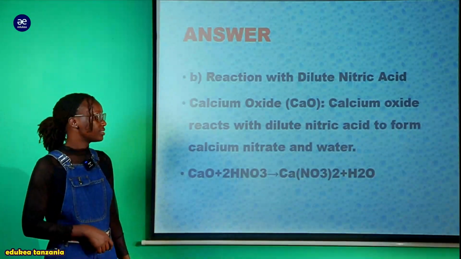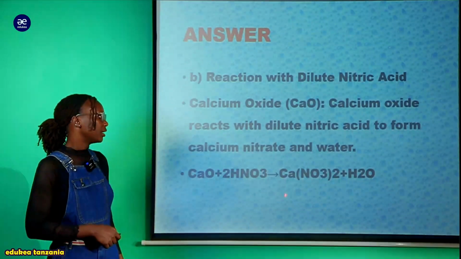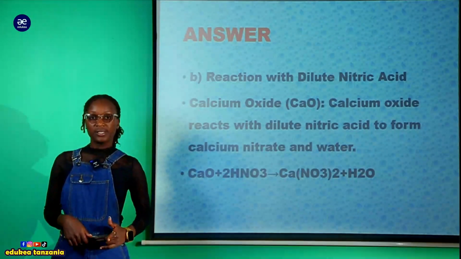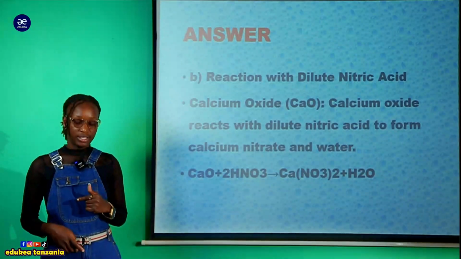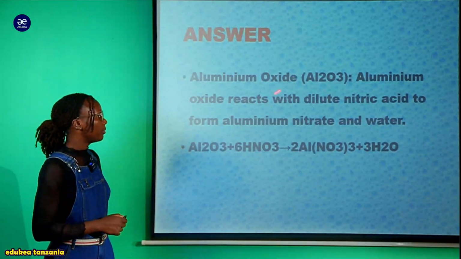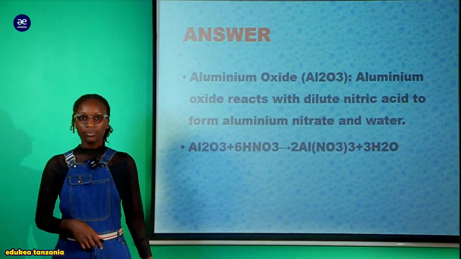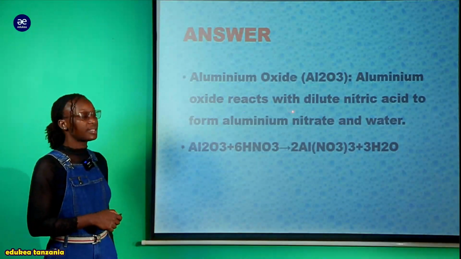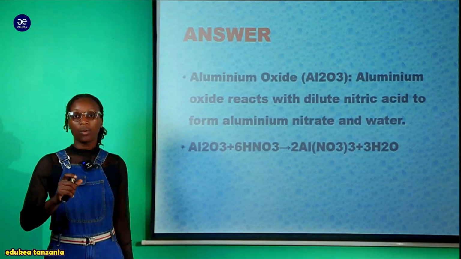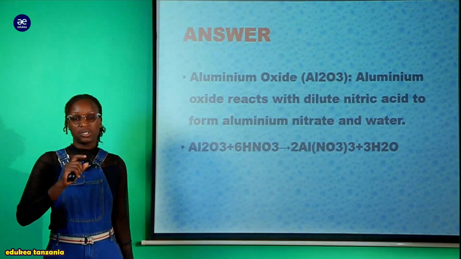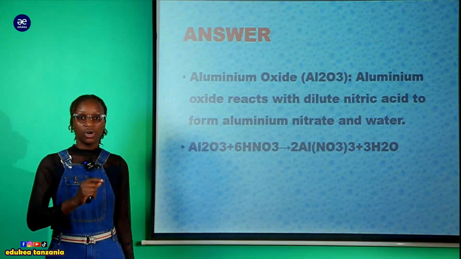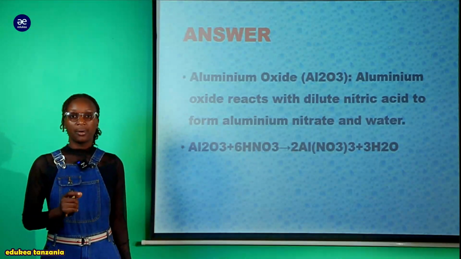Kwa hiyo this is what's happening between the dilute nitric acid and the first metal oxide ambayo ni calcium oxide. Now let us see another metal oxide ambayo ni aluminium oxide. Tuliona kwamba aluminium oxide with the first reaction ambayo ilikuwa ni water, tuliona kwamba no reaction kwa sababu huyu anact kama amphoteric na huwa ana react with the strong acid or strong bases.